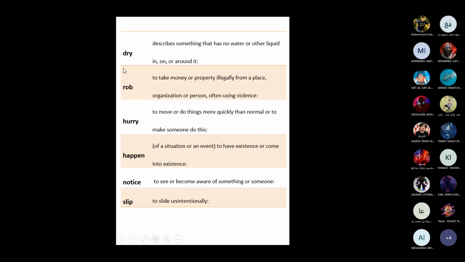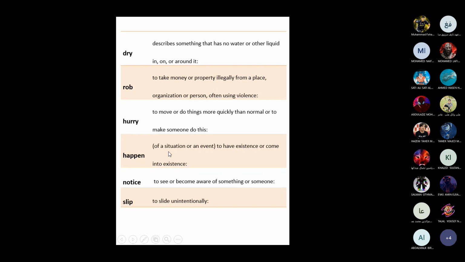Okay, we have some difficult words, and these are the meanings of each. Dry means describes something that has no water or other liquid in, on, or around it. Rob: to take money or property illegally from a place, organization, or person, often using violence. Hurry: to move or do things more quickly than normal, or to make someone do this.